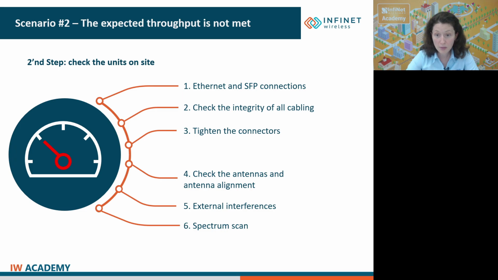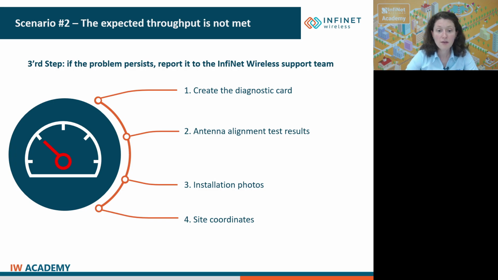If after the alignment the CINR level is still low, it indicates the presence of external interferences, as we discussed. Try to use another frequency if available, or perform a spectrum scanning on site. If you are unable to identify the cause of the problem, please contact the InfiNet wireless support team. It is necessary to provide us the diagnostic card, the antenna alignment test results using screenshots, photos with the installed equipment, and the coordinates of the sites. This concludes our second scenario.